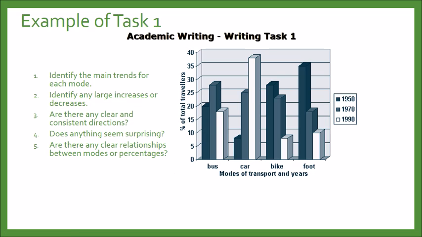First of all, you should identify the main trends for each mode, like bus, car, bike, and foot. And then you should identify any large increases or decreases. Also, are there any clear and consistent directions? Does anything seem surprising? Are there any clear relationships between modes or percentages?